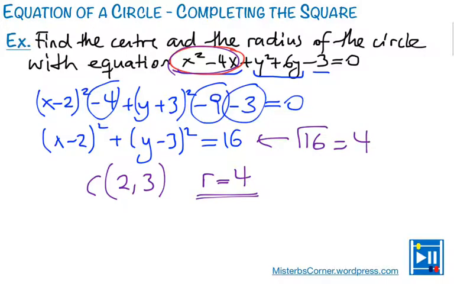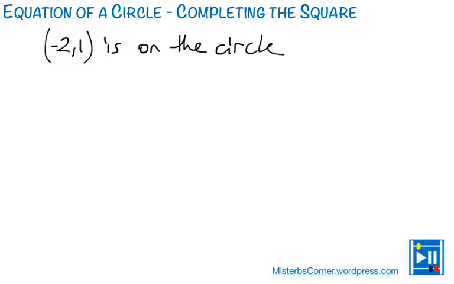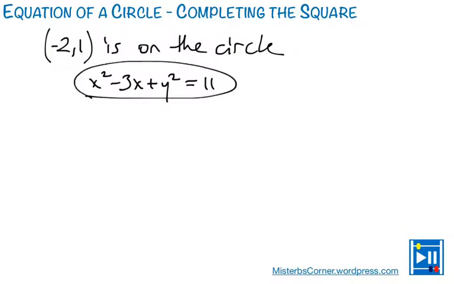Another example. Actually, this is rather an explanation of something that you probably know, but it's worth mentioning again. So say if a point, let's say (-2, 1), lies on the circle with equation x² - 3x + y² = 11, for example. So let's say this is the equation of the circle.